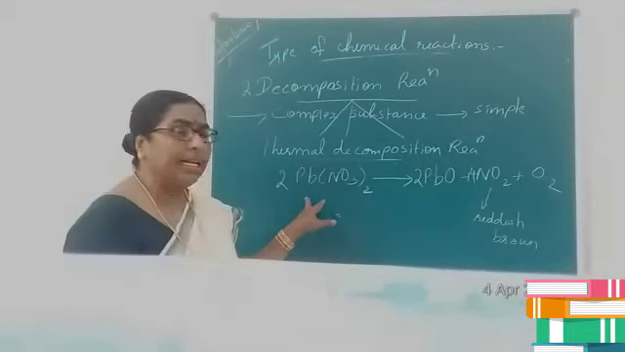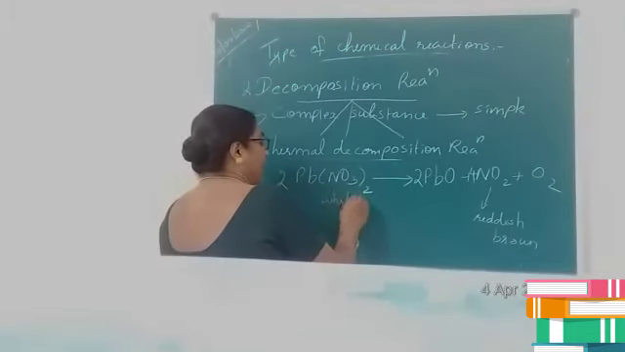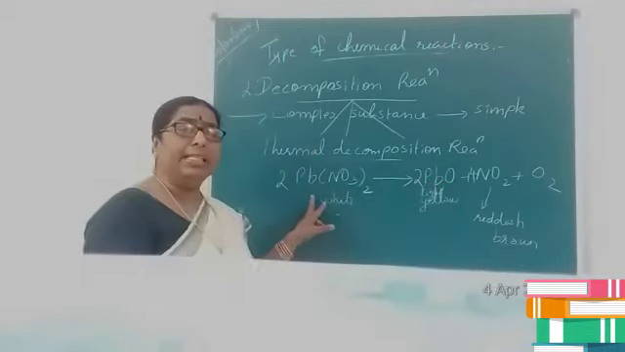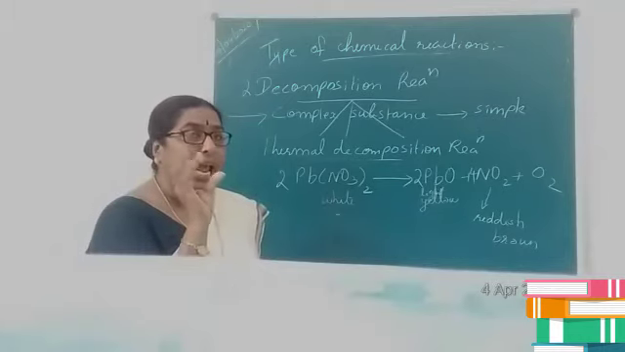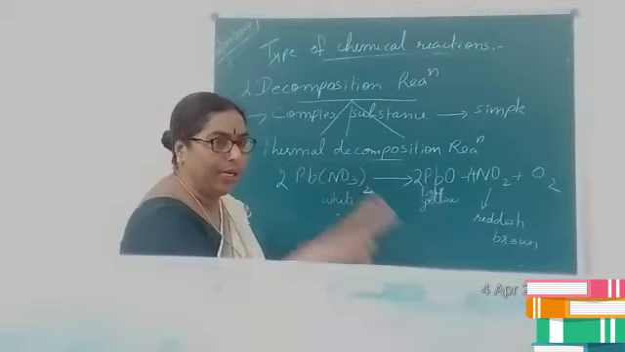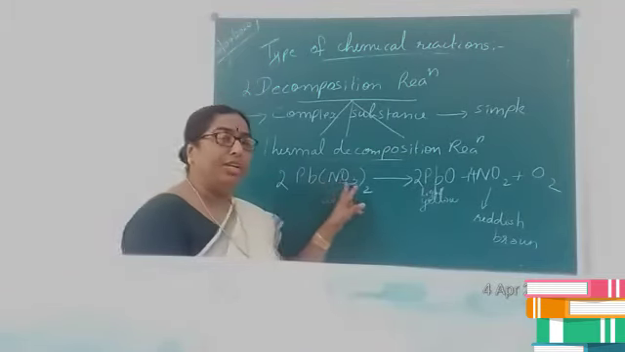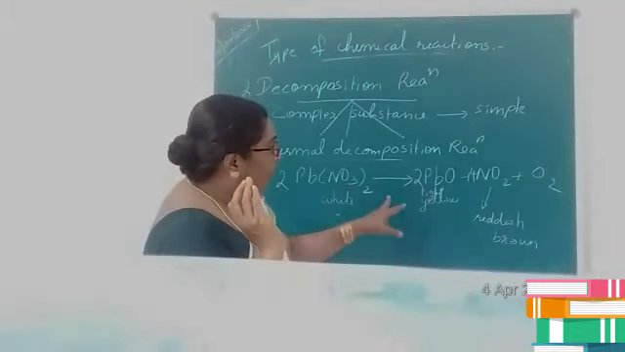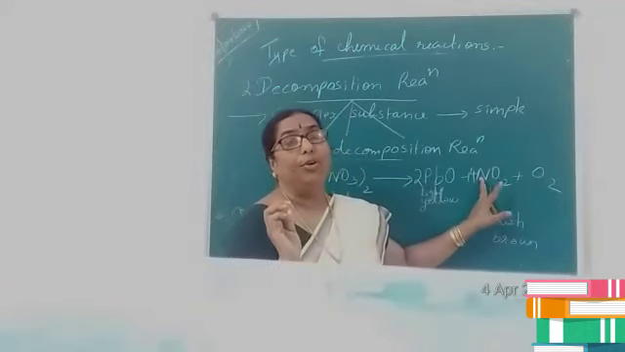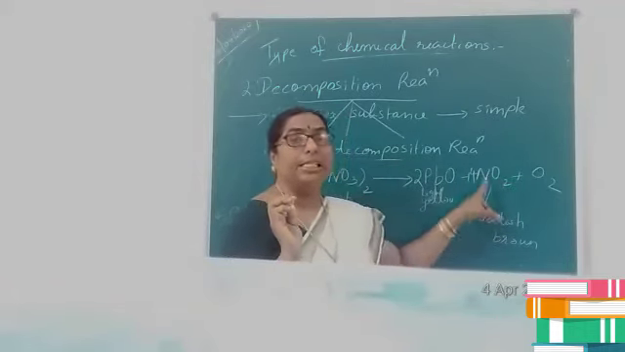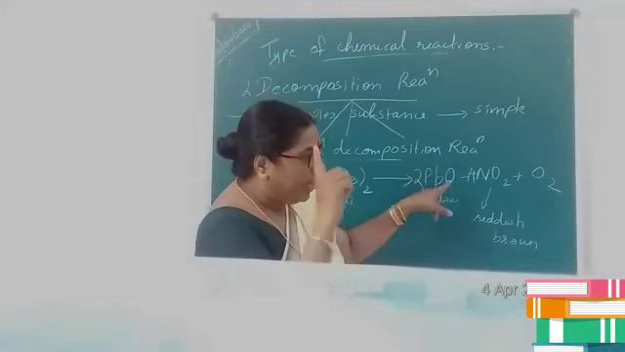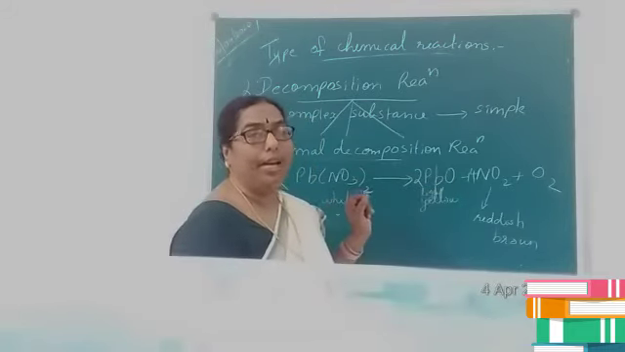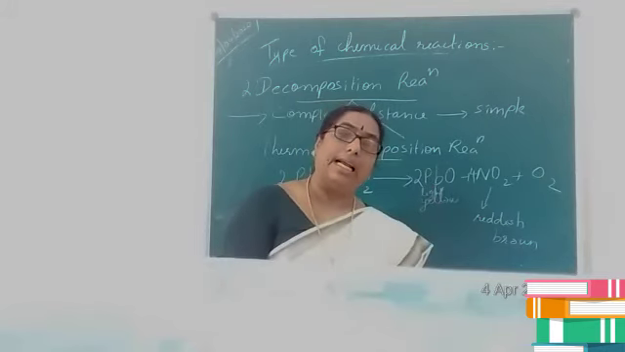Lead nitrate possesses white color and lead oxide has a light yellow color. When you heat this lead nitrate, first you can observe a cracking sound, like when you put mustard seeds in oil, it produces a sound. The same way, when you heat lead nitrate, you can hear that cracking sound with the liberation of reddish brown color NO2. At the same time, you can see the lower side of the test tube will have a light yellow color substance, that is due to the presence of lead oxide. And we all know that oxygen is a colorless gas.